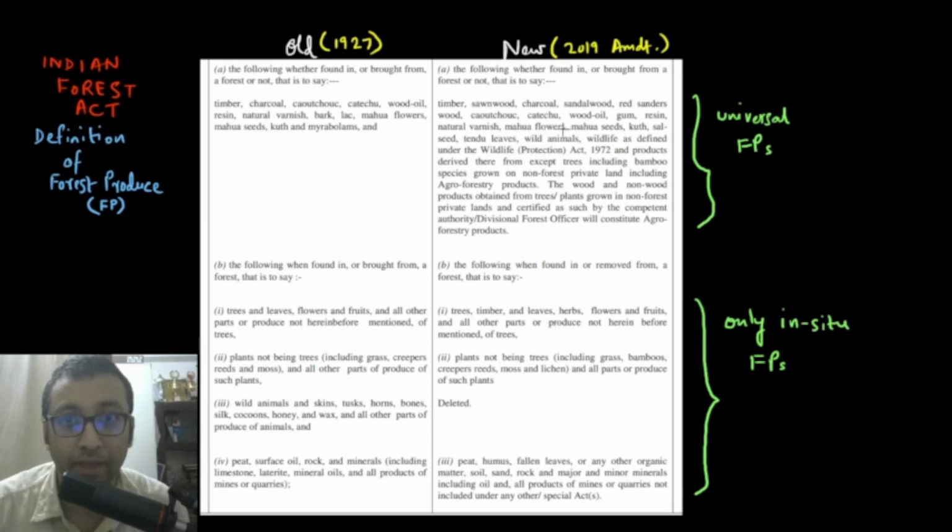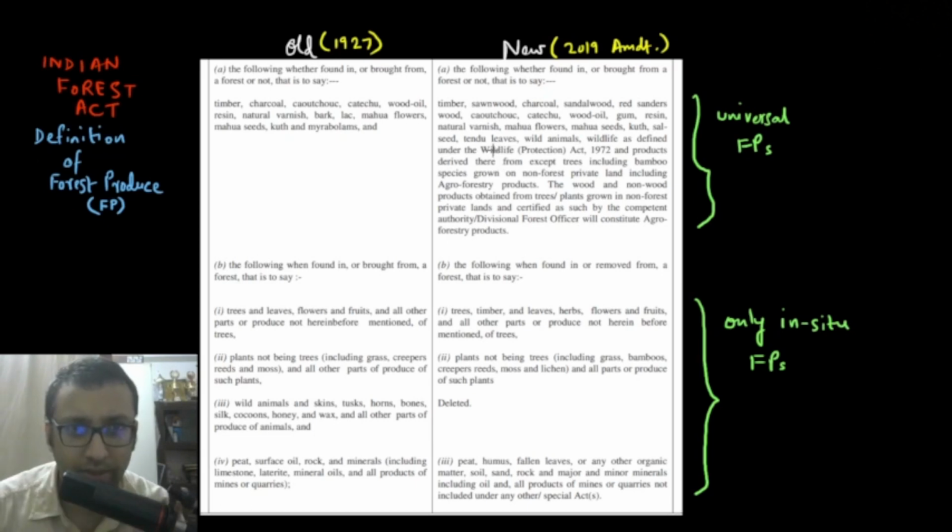Wow. Then there is one category of flowers, the mahua flowers. Usually flowers are only in situ FPs. In other words, if they are within the forest area, well and good, they are FPs. But outside, they are not FPs. But mahua flowers, everywhere in India, it is an FP. So this is very important to note.